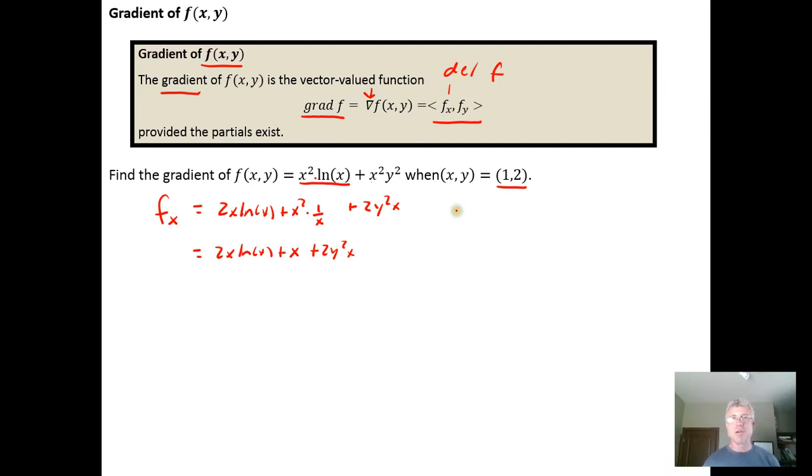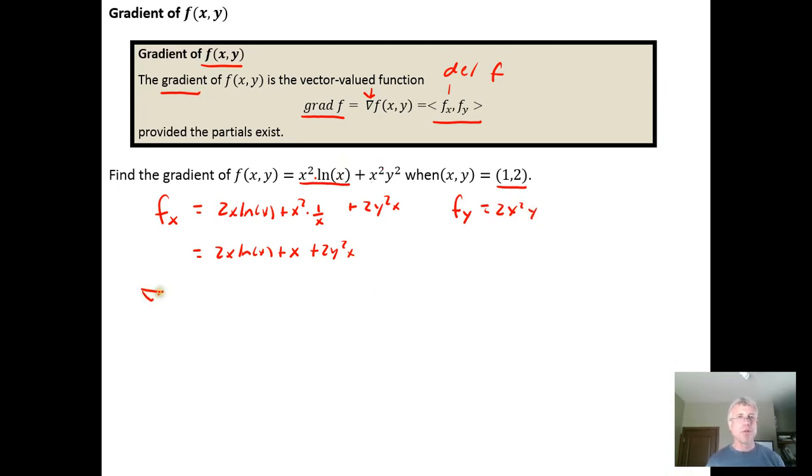And then the partial derivative with respect to y: the partial derivative of x squared natural log of x is 0 with respect to y because the x terms are constant. So we're going to get 2x squared y.